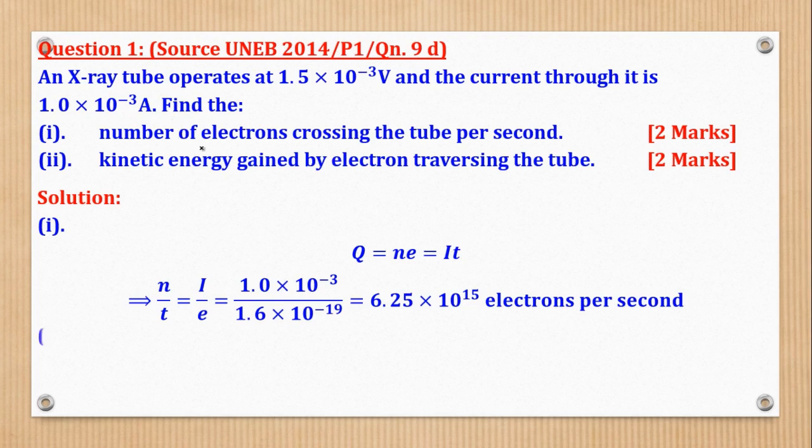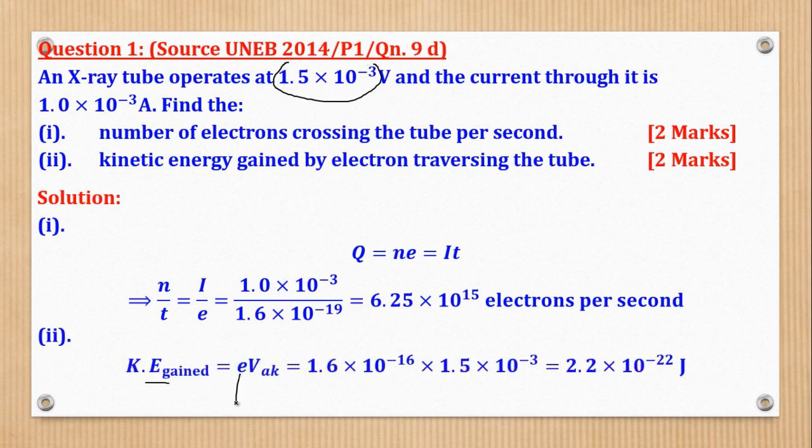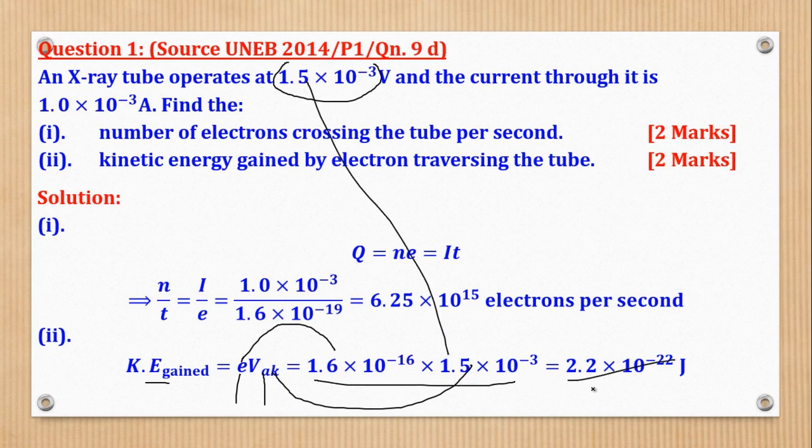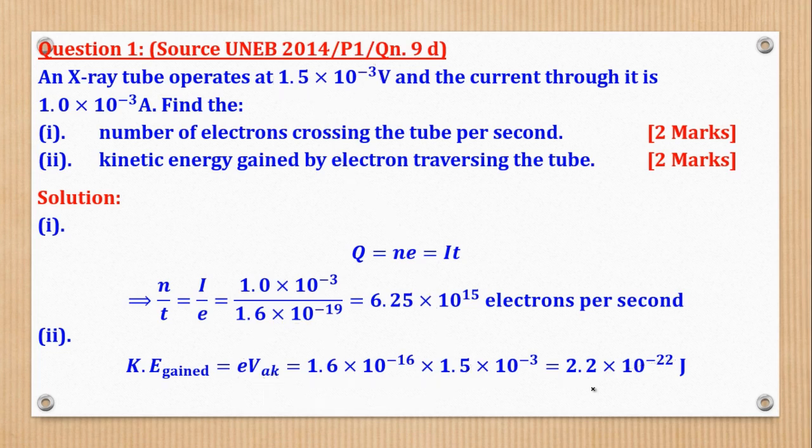They also ask for the kinetic energy gain. Now, because we have the accelerating PD, we shall say that kinetic energy gained is equal to electronic charge times the accelerating PD. Electronic charge is a constant, accelerating PD was given. So when I use a calculator, I'll come up with 2.2 × 10^-22 joules. So in this topic, it is advisable to put your calculator in scientific mode.